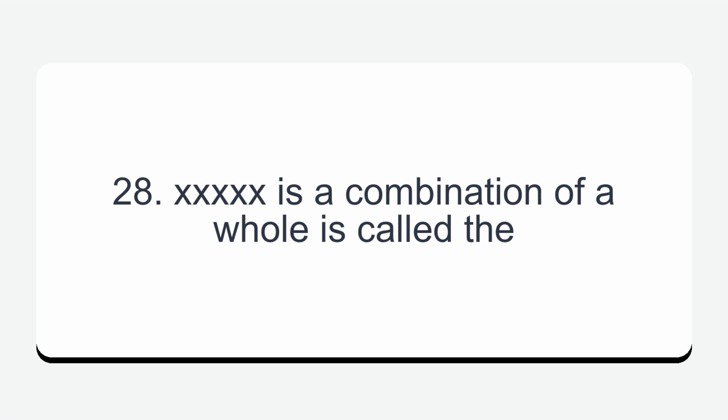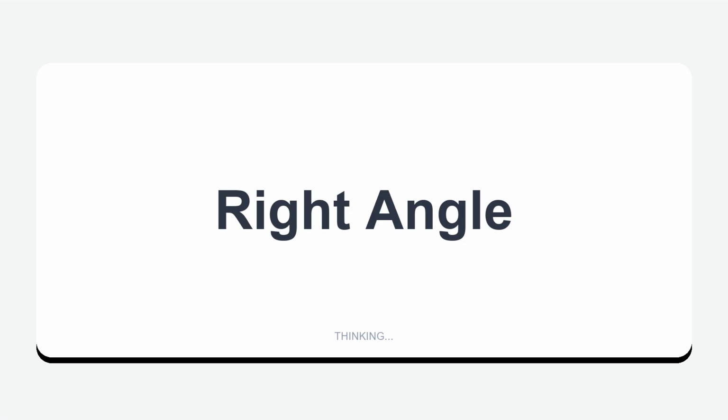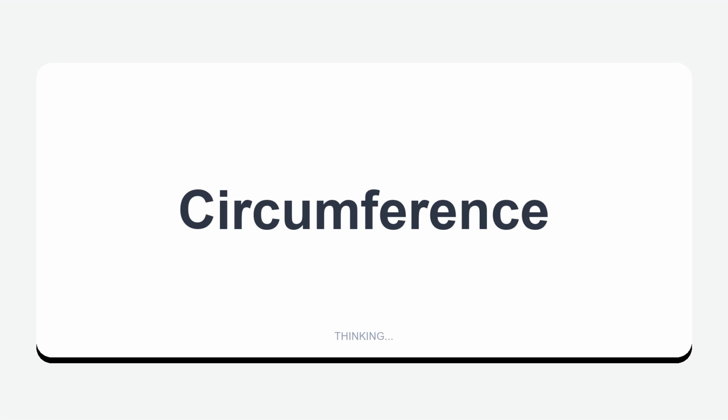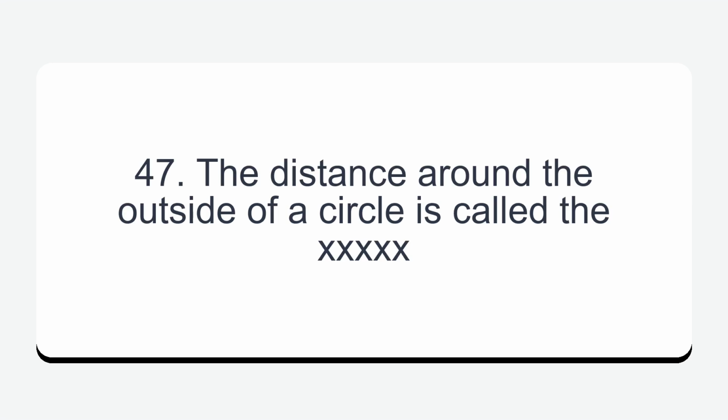28. XXXXX is a combination of a whole is called the right angle. 39. XXXXX measures exactly 90 degrees. Circumference. 47. The distance around the outside of a circle is called the XXXXX square.